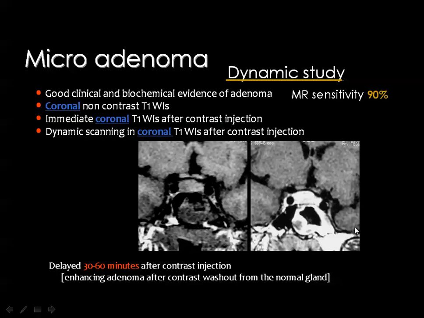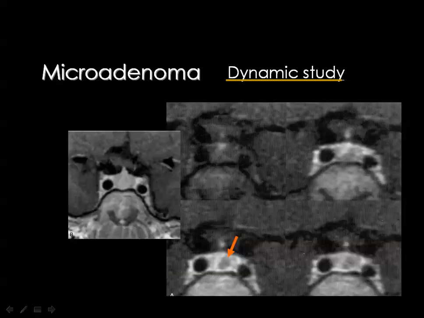Then if these scans are not in the dynamic phase, you get homogeneous enhancement of the pituitary gland, and you cannot discriminate a lesion within the pituitary gland. But if you look here, these are selected images from a dynamic study. We inject contrast and we scan rapidly the pituitary gland.